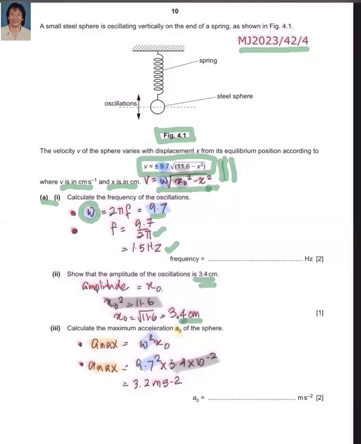Then your part 3, you have to calculate the maximum acceleration a0 of the sphere. The formula for maximum acceleration is minus omega squared xo, which means you must know omega and xo. Substituting the values into the equation will give you the maximum acceleration equals 9.7 squared times 3.4 times 10 power minus 2, which will give you 3.2 meter per second squared.